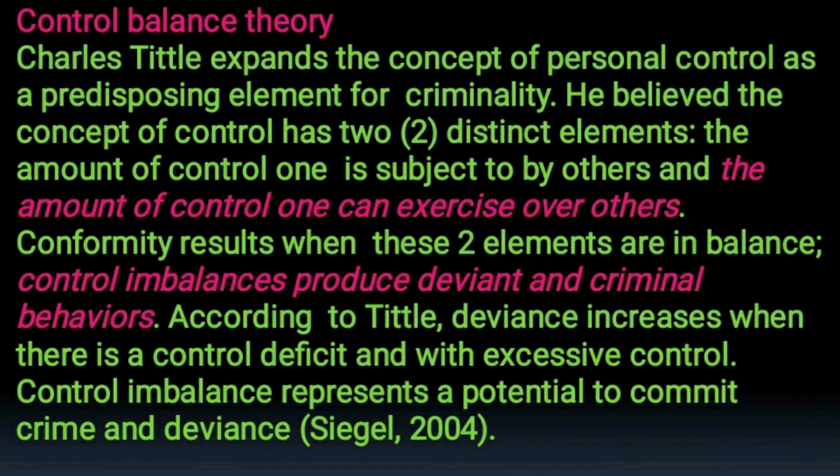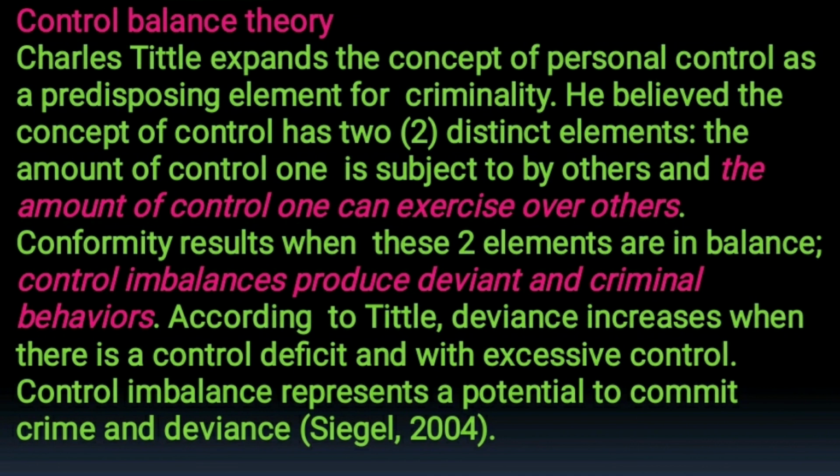Sabi dito sa control, no? Control imbalances produce deviant in criminal behaviors. Okay? Yan. For example, ikaw na lang lagi yung kinokontrol, then definitely pwede kang magrebelde. Diba? Yan. So, according to Tittle, deviance increases when there is a control deficit and with excessive control. Wala kang makontrol, pero ikaw ay sobrang kinokontrol. Okay? Yan. Control imbalance represent a potential to commit crime and deviance. That is according to Charles Tittle, no?